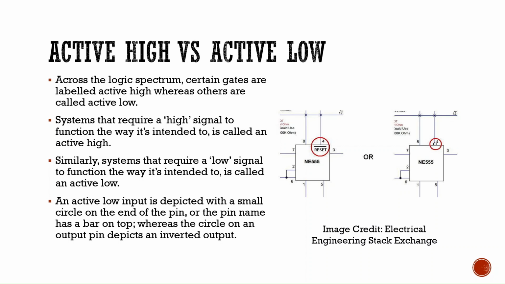As you can see in the image, the reset pin, pin 4, has a little circle on it, whereas the circle on the output pin depicts an inverted output. So it has to be the input rather than the output regarding the circle. Otherwise, you can get a little bit confused.